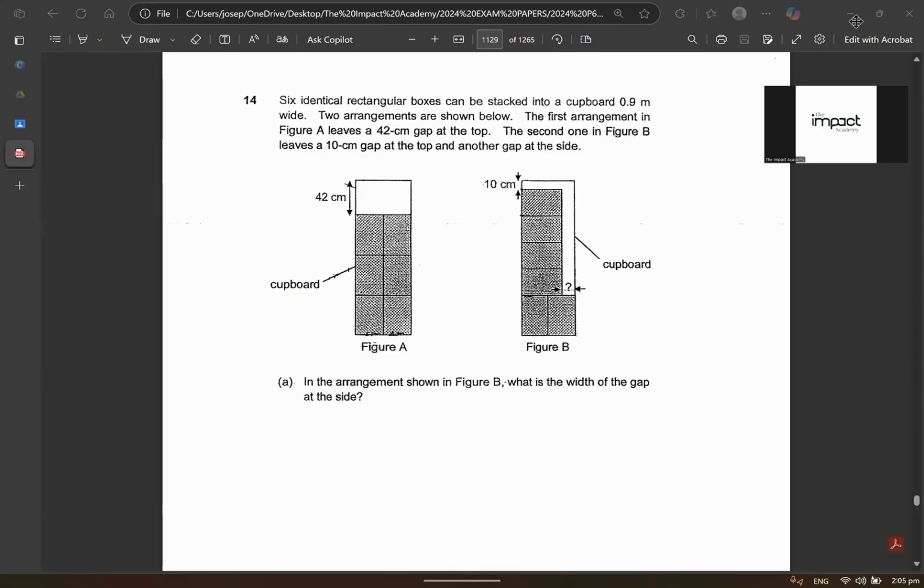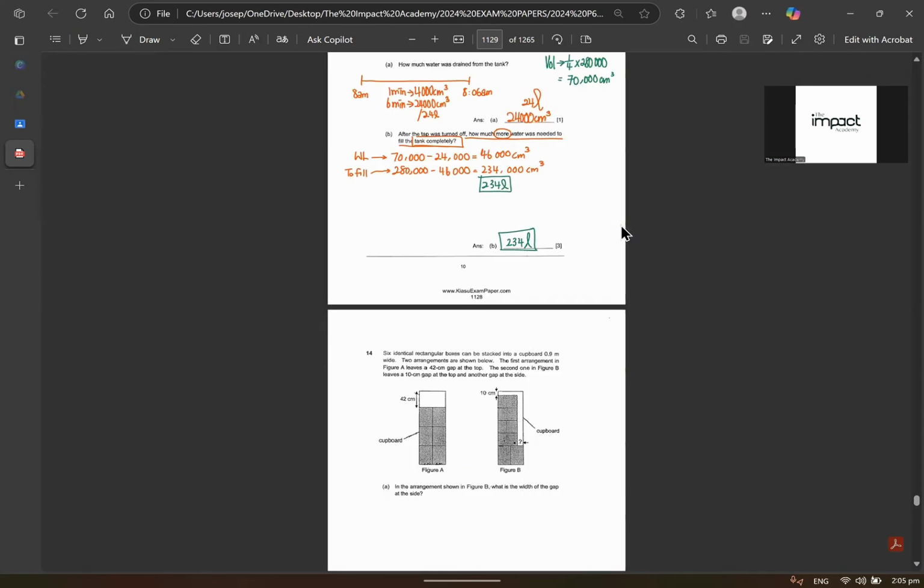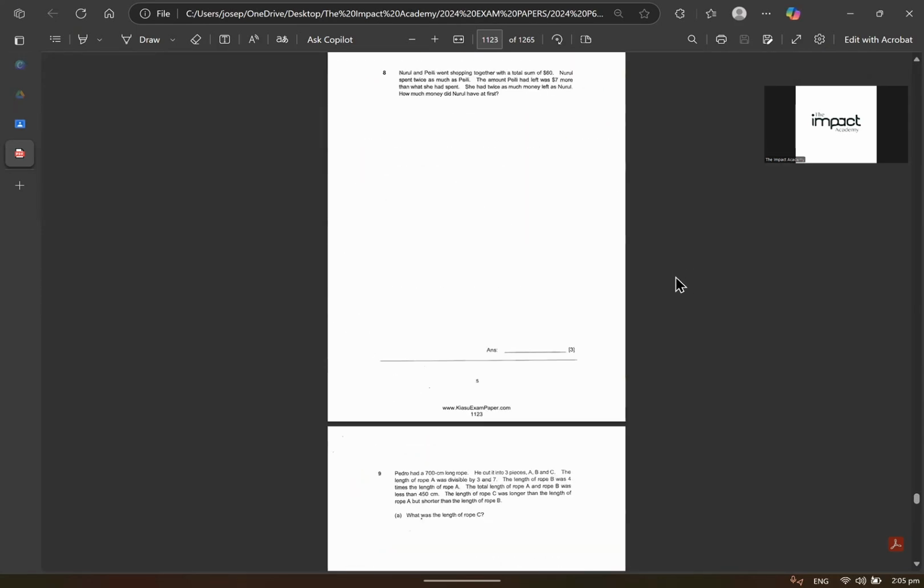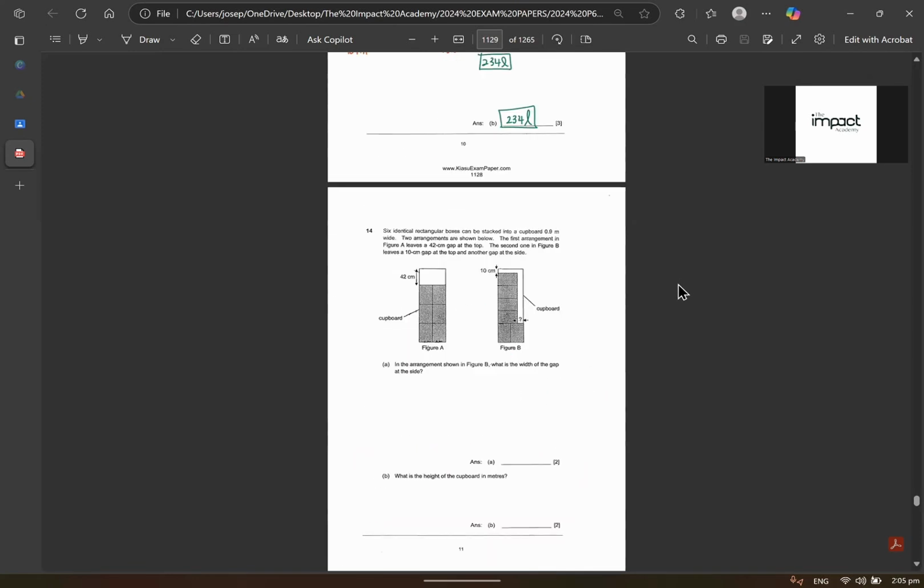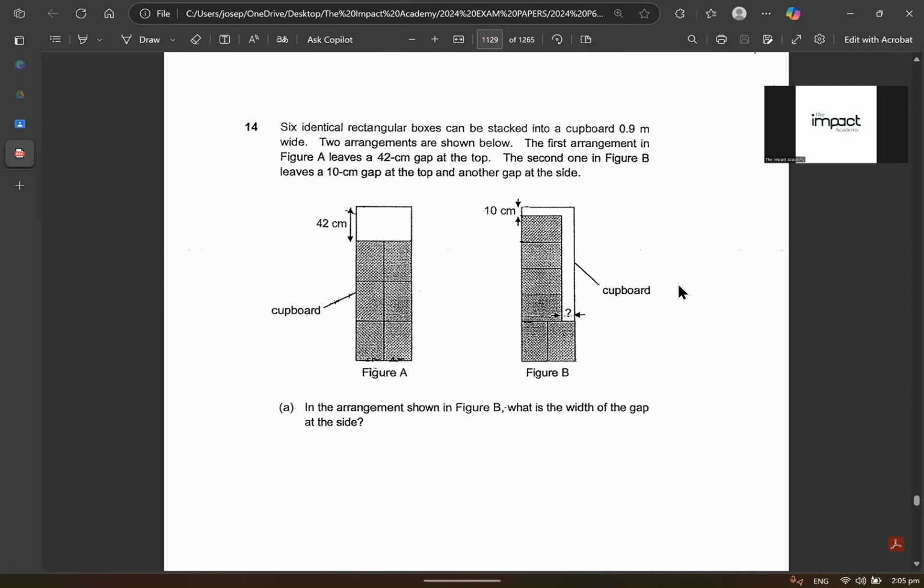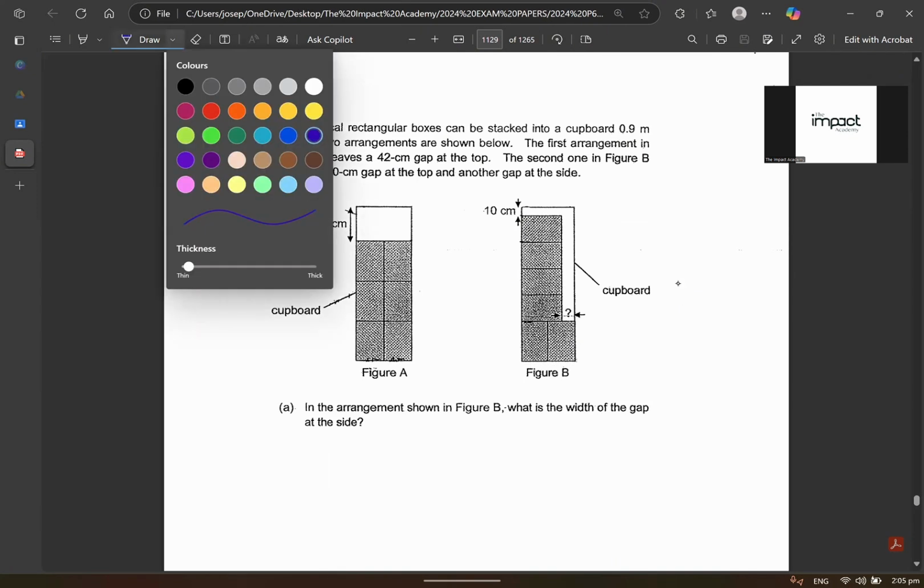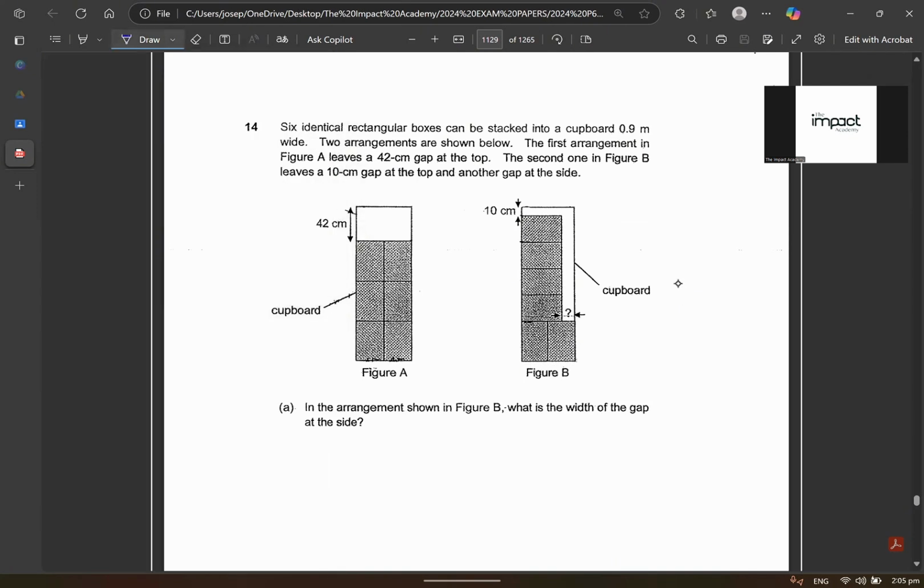Today we are looking at a question like that. This is one of the P6 2024 WA2 papers. I cannot remember the name of it, let's go back all the way. It's called Nanyang Meet Year WA2. So the first thing you want to do, of course, is to read the question. If you don't read the question, then you don't know what they are talking about.